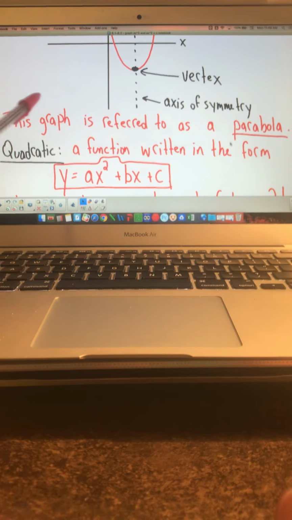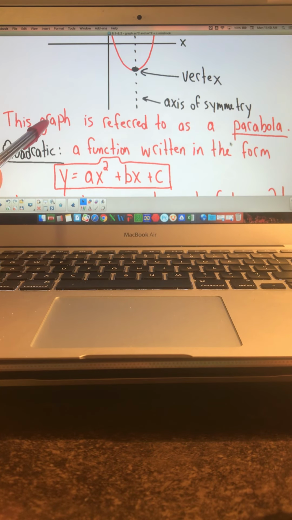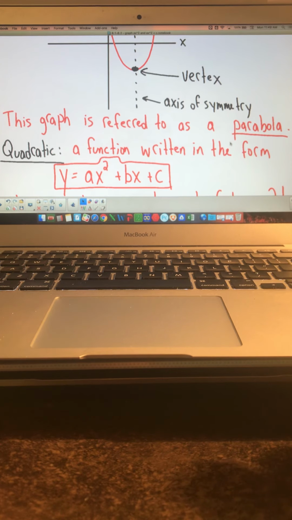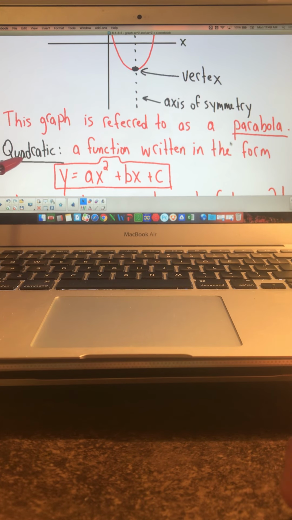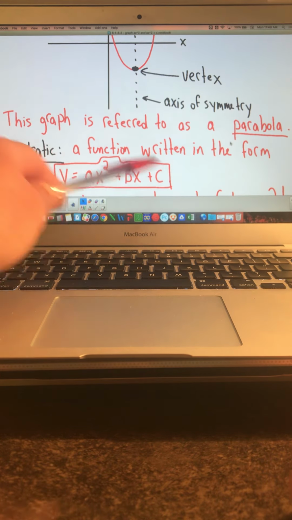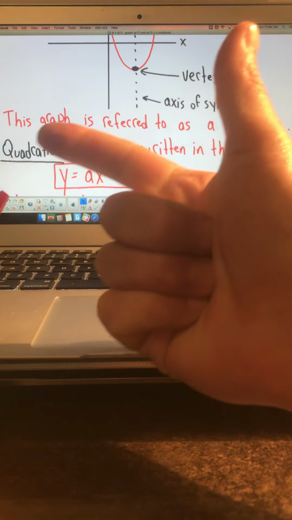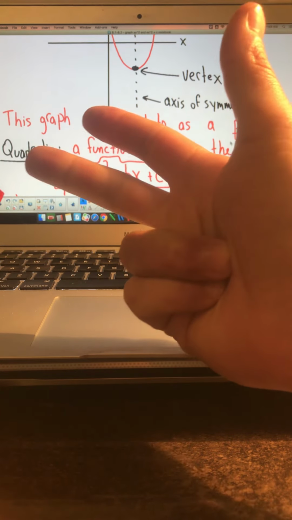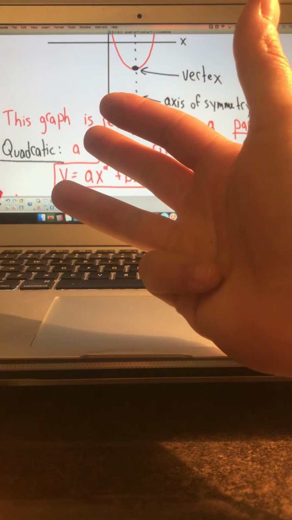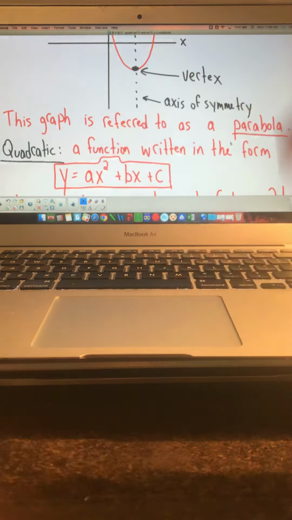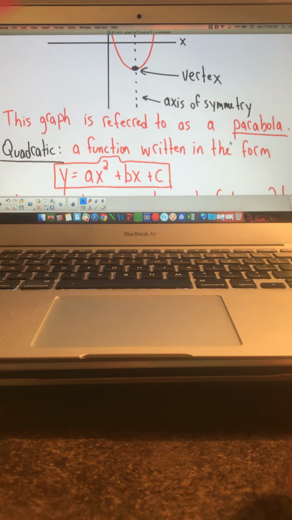Now, like we said, this curved function is also known as a parabola. A parabola is a quadratic equation; they're the same thing. A quadratic is written in the form ax squared plus bx plus c. So now here we go. We had absolute value functions, linear functions, exponential functions, and now we've added a fourth, quadratic functions. This is the standard form of a quadratic function.